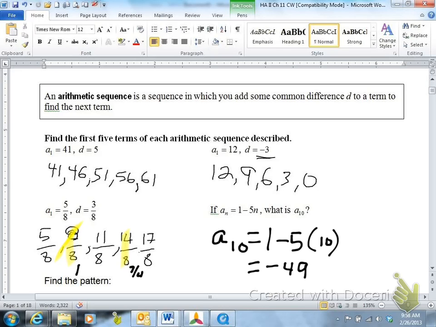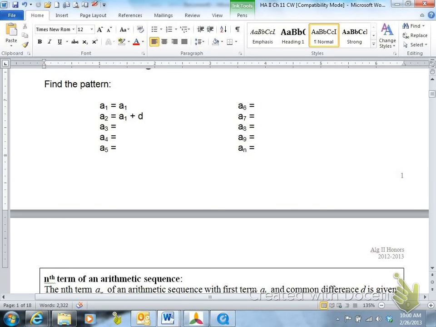On the next part of the notes, we're going to try to find a pattern that would give us a formula for any arithmetic sequence. Okay, so let's consider this pattern. A sub 1 is the first term. To find the second term, a sub 2, we would take the first term plus d, the common difference. To find a sub 3, we could think of it as a sub 2 plus d. But instead, let's think of it as a sub 1 plus d plus d.